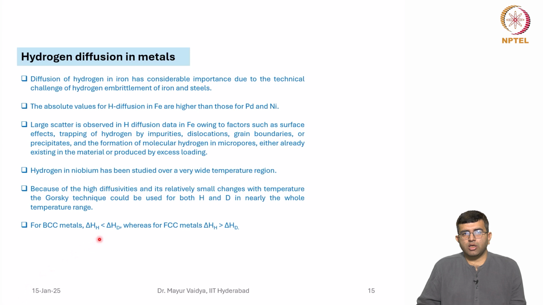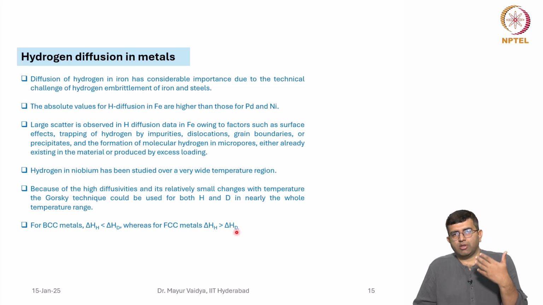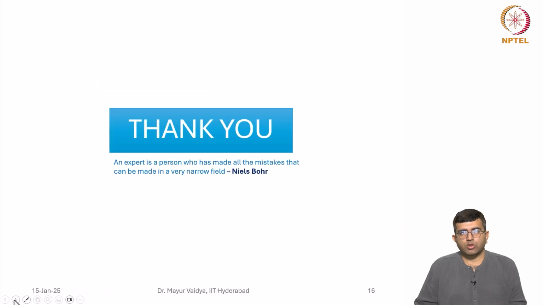For BCC metals, usually, we talked about the isotope effect, and for BCC metals the hydrogen enthalpy is lower than the enthalpy for deuterium. This is what we saw in the table for niobium and tantalum. For FCC metals, the delta H, or the activation enthalpy of diffusion, for hydrogen is more than for deuterium. We are not going into the exact reasons for that, but just giving you certain trends for hydrogen diffusion. With this we will end today's discussion on diffusion in metallic alloys. We will continue in the next video.